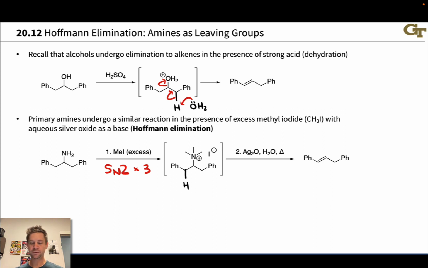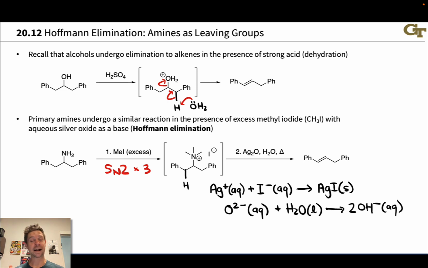And then we treat with silver oxide, Ag2O, under aqueous conditions at high temperature. And the high temperature just encourages elimination, encourages the loss of the trimethylamine group as a leaving group. So what's going on here? What's up with the silver oxide and the water?